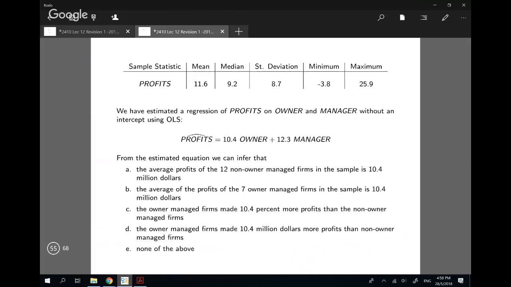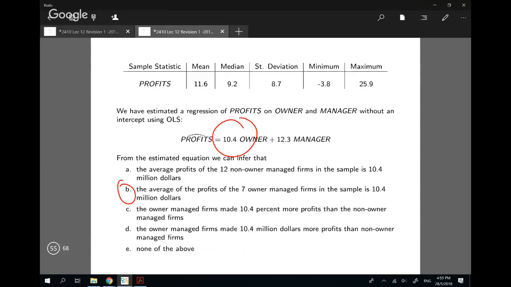Right. So what's the interpretation? Where are you? B? Okay. The average of the profits of the 7 owner managed firms in the sample is $10.4 million. Okay, so this one, right? So B. Agree? B?